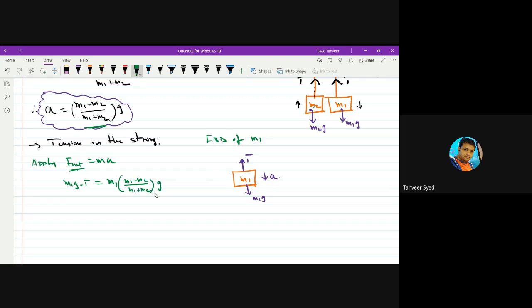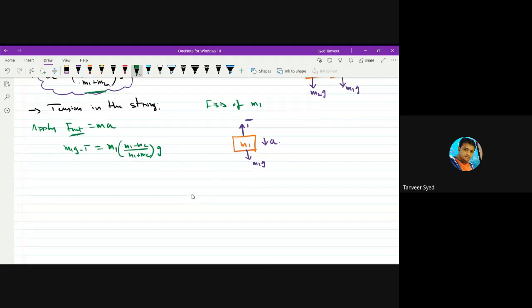Now what to do? Simple. You open the brackets on the right side, take out some common terms, and we want tension, right? So we will put tension on one side. I'll rewrite this as T is equal to M1G minus M1 into M1 minus M2 by M1 plus M2 into G.